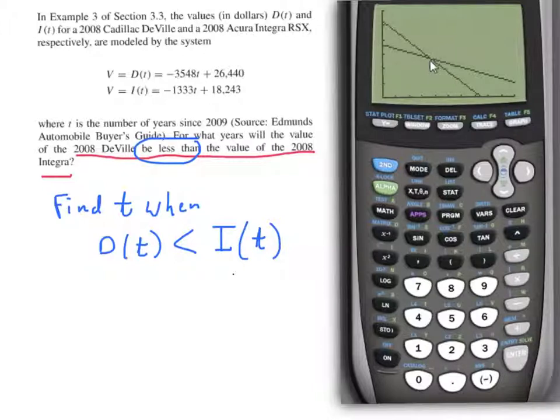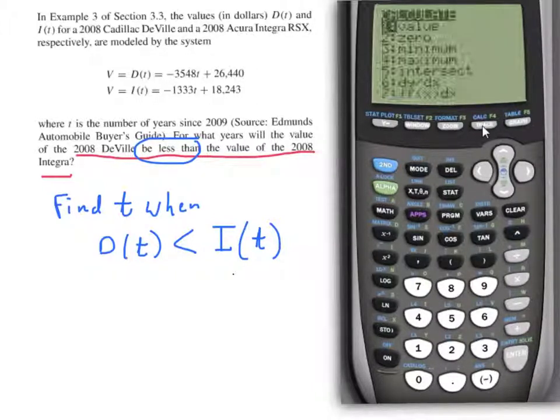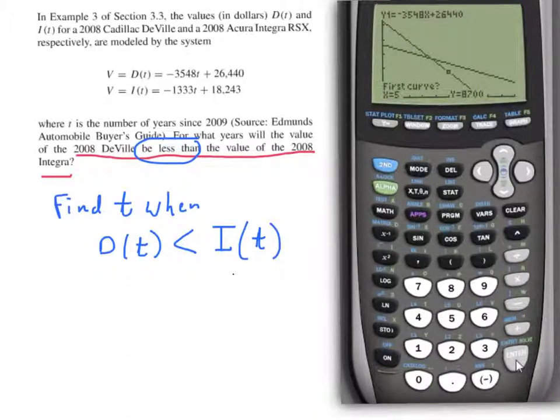We need to know where they intersect. So if we do second and then trace, and then we'll use number 5, intersect. We've done this before. We hit enter for first curve and enter for the second curve, and then move the point close to the point of intersection, then hit enter a third time, and it gives us the point of intersection.